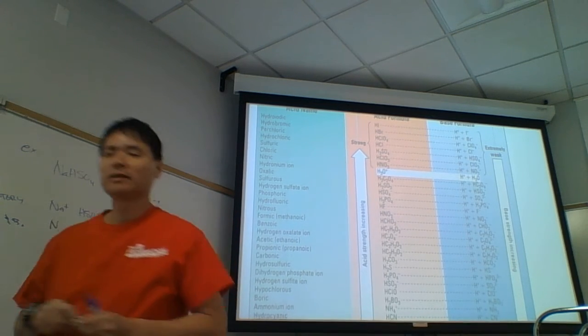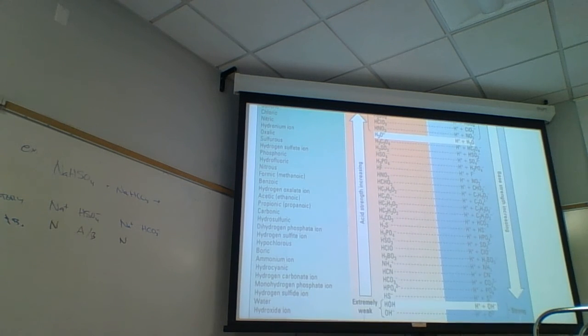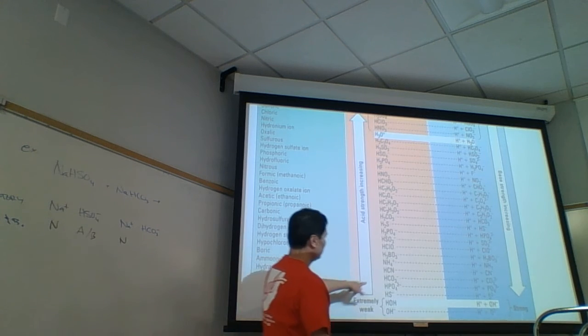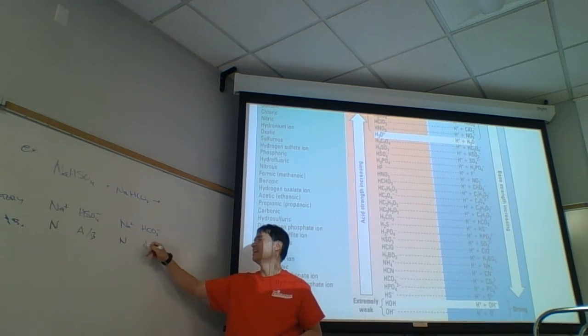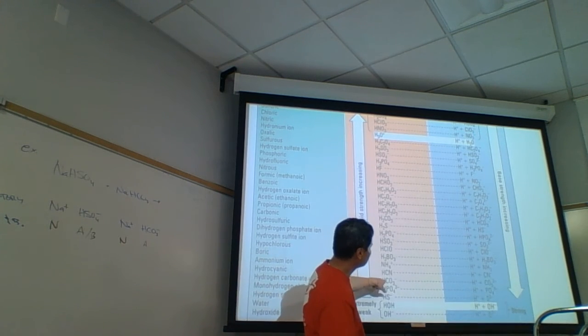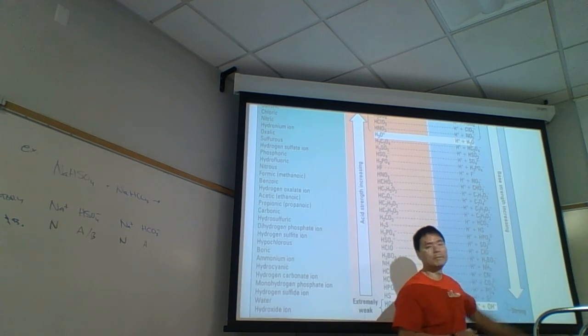Let's see, bicarbonate. Let's scroll down a little more. Oh, there it is. So I see bicarbonate on the left side, that's an acid. So bicarbonate's an acid. And do I see it on the right side? Yeah, it's also a base.